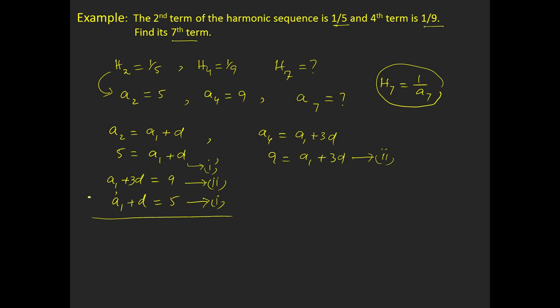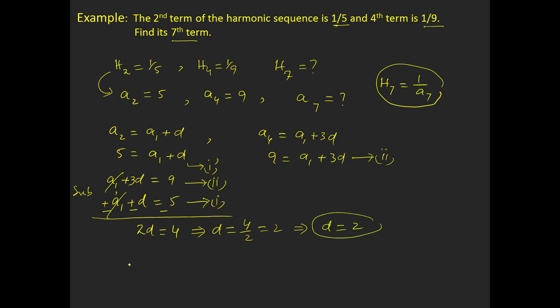For subtraction we will change the sign. It is plus, so it will be converted to negative, and this is negative and this one is also negative. So a1 is cancelled with a1, and 3d minus d is 2d, and over here 9 minus 5 is 4, so this means d is equal to 4 divided by 2, which is 2. So this means d is 2.